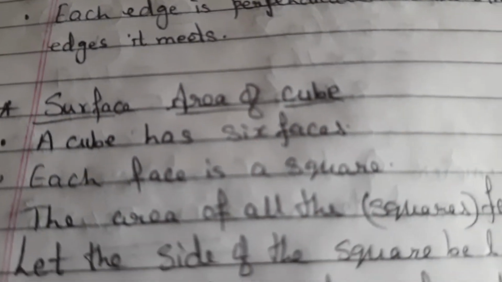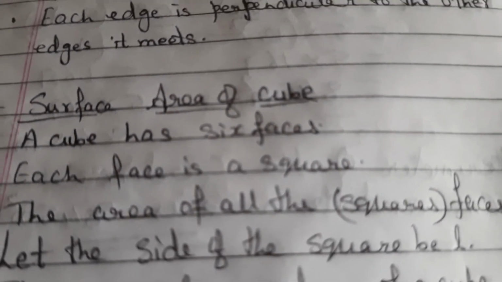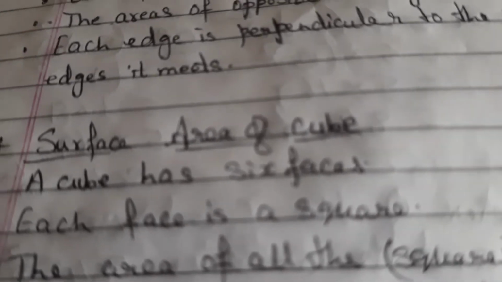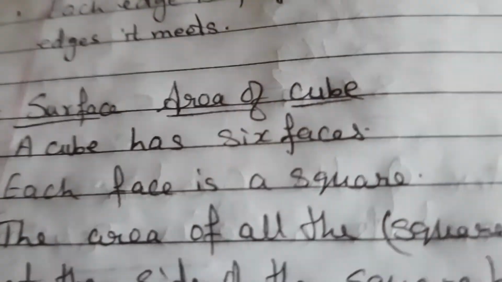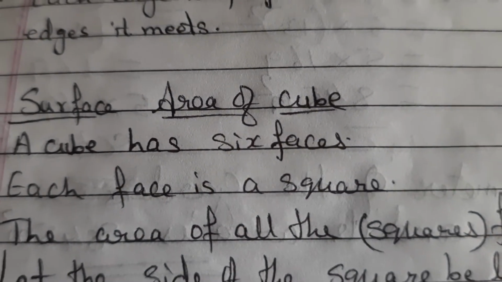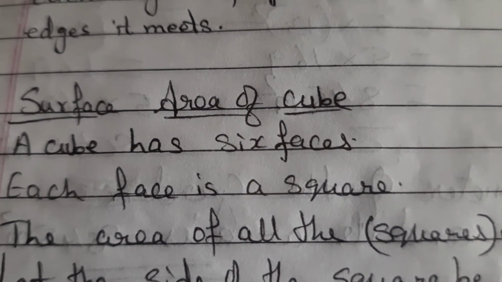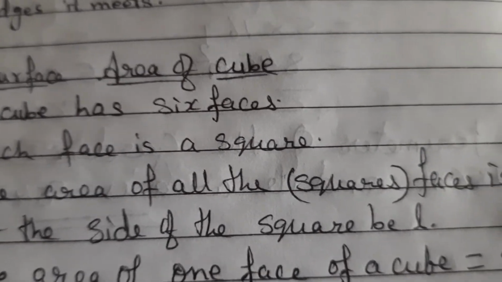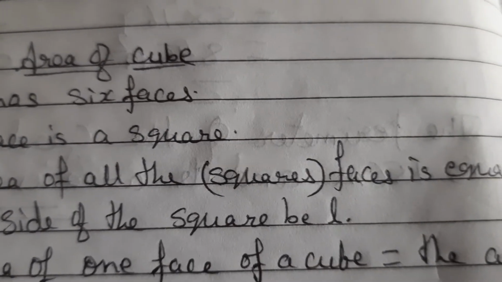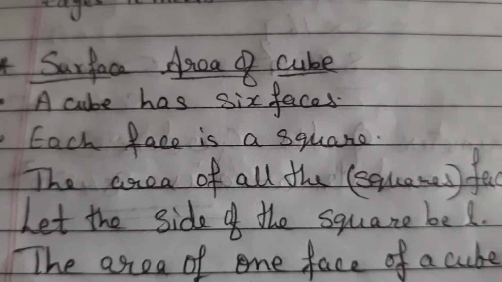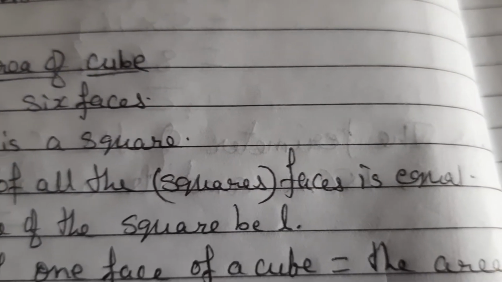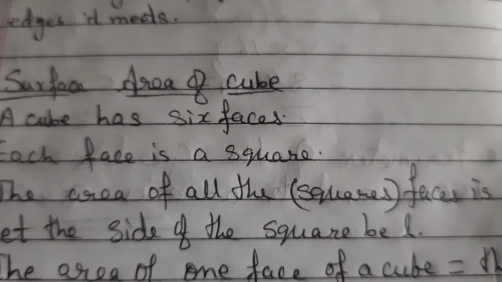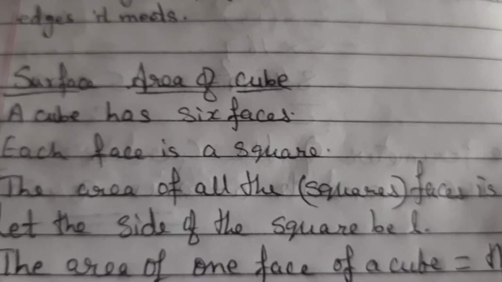Now we will check out with the cube, children. Surface area of a cube. A cube has 6 faces. Each face is a square. Okay. So both have got 6 faces. Only difference is cube is a square and cuboid is a rectangle, children. Okay. Now here we go on to know the area of all the square faces is equal to what? Yes, whatever is the measurement given. So the area of all the squares, that is faces, is equal.